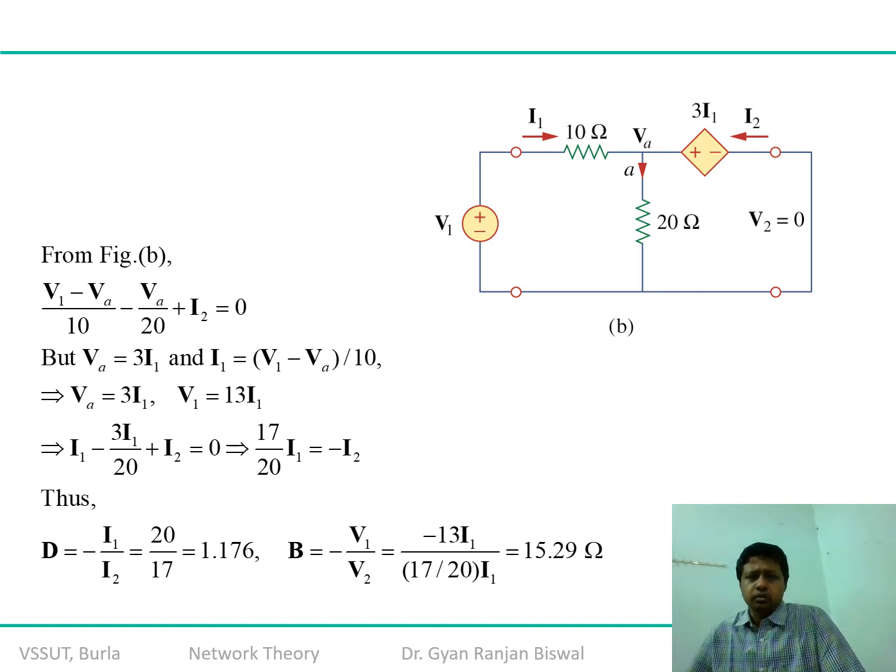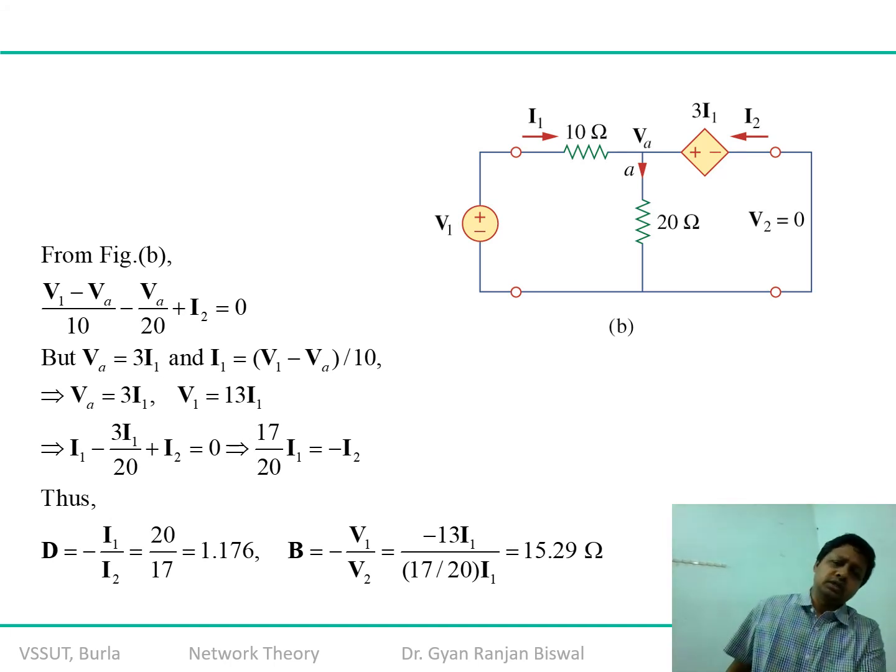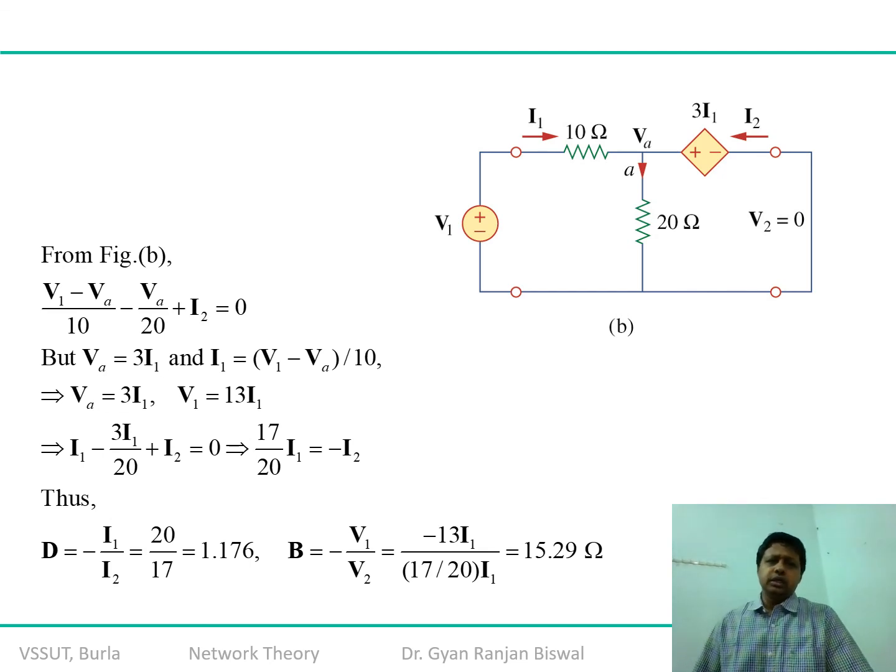Whereas you know VA is equal to 3 I1. What is I1? I1 is equal to (V1 minus VA) by 10. Using this, you can make these substitutions and get your answers in terms of I1 and I2 only, so that you can replace the values of V1 and VA, because that is not our purpose. From here you can appreciate that you are getting the ratio of I1 by I2. So from there you can get the value of D, where negative and negative cancel each other, so it is 30 by 17.